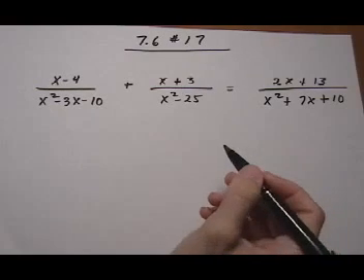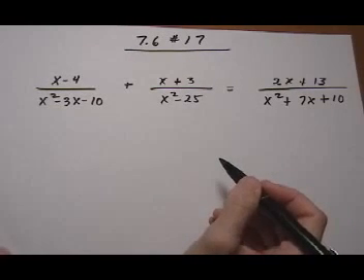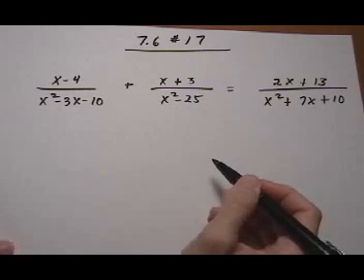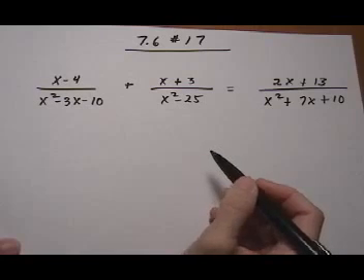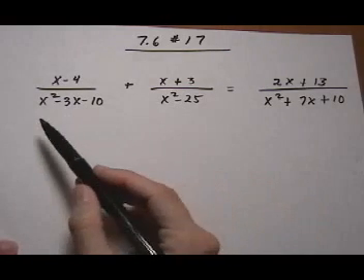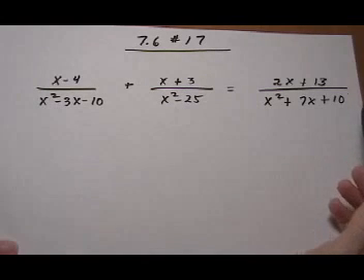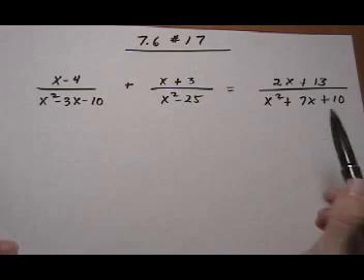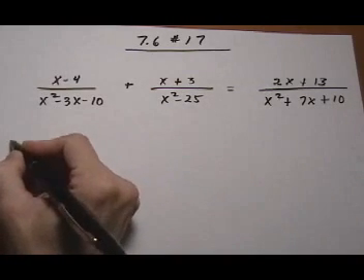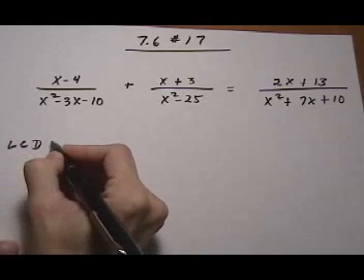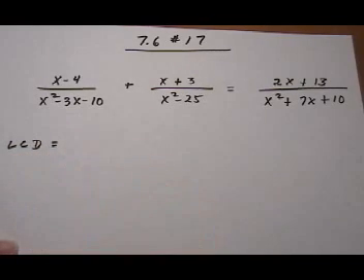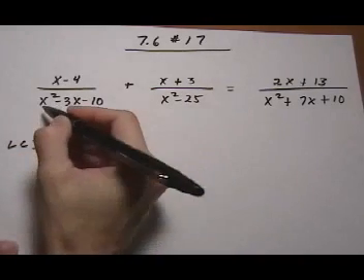7.6, number 17. Here we have an equation with some algebraic fractions in it. What we're going to want to do is multiply both sides of the equation by the LCD and make the denominators cancel out. So we need to find the LCD. In order to find it, we need to first factor the denominators.